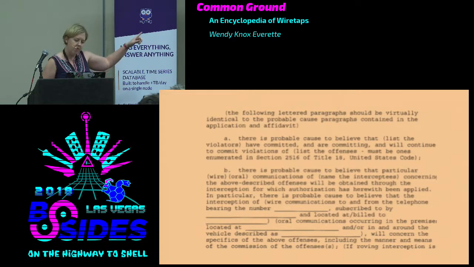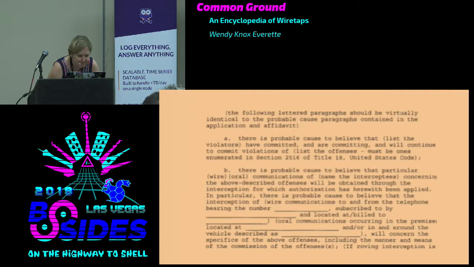So this list of offenses comes from 18 U.S.C. 2516. You have to check that it matches that list. If they are trying to investigate something that is not on that list, that's a reject. And then you say, probable cause to believe that I'm going to get some evidence from this particular wiretap that is going to help me investigate it.